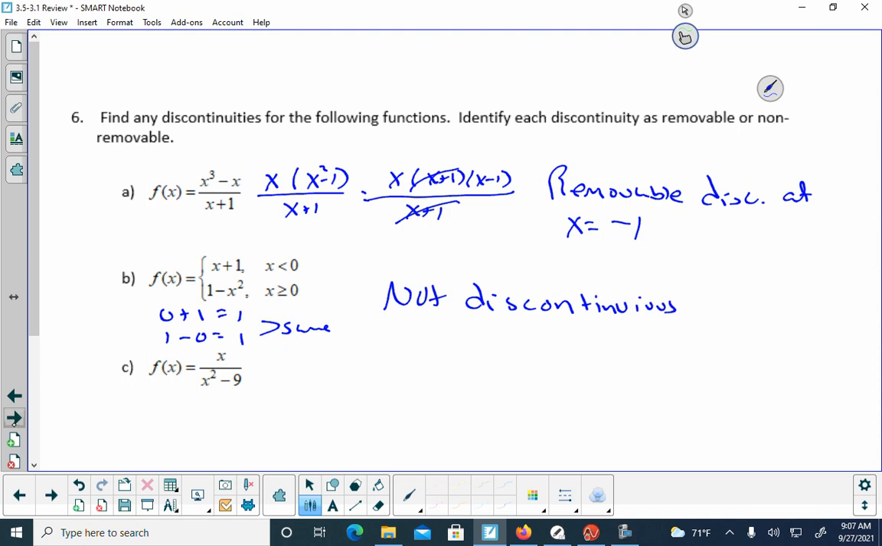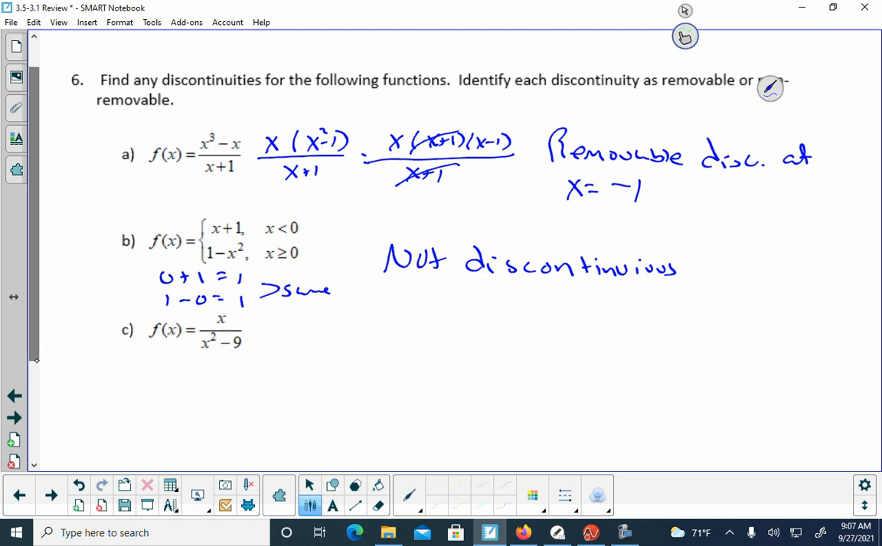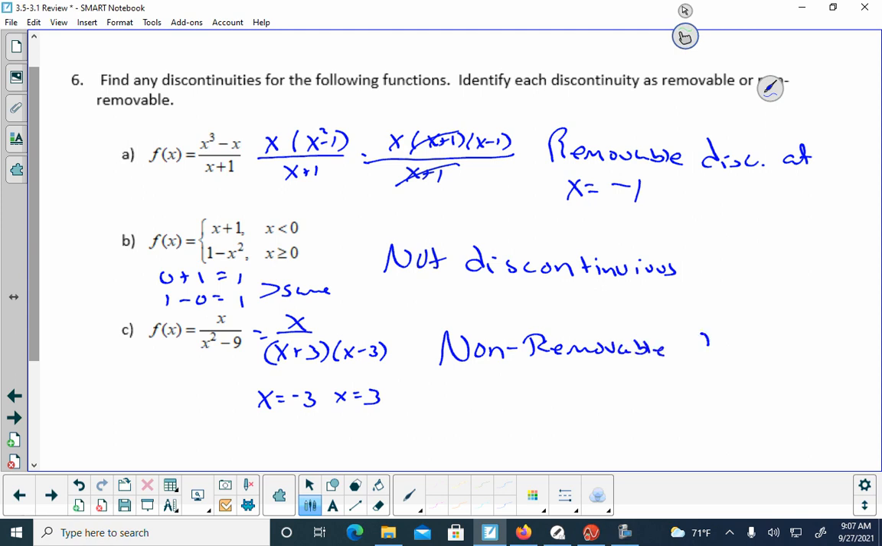So it is continuous. There are no discontinuities, so nothing's removable or non-removable. This factors as x plus 3, x minus 3. Neither one simplifies, so I have a discontinuity at negative 3 and a discontinuity at positive 3. So I have non-removable discontinuities at x is equal to negative 3 and x is equal to positive 3. They form vertical asymptotes, but it doesn't ask me to tell you that, so I didn't tell you that.